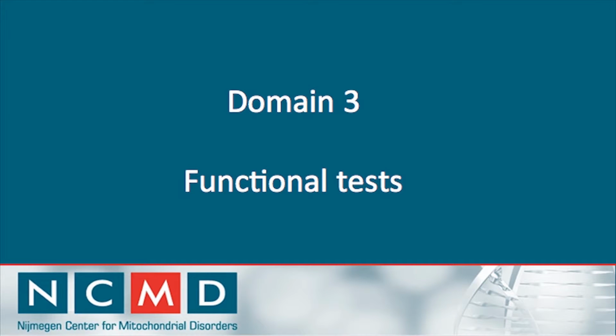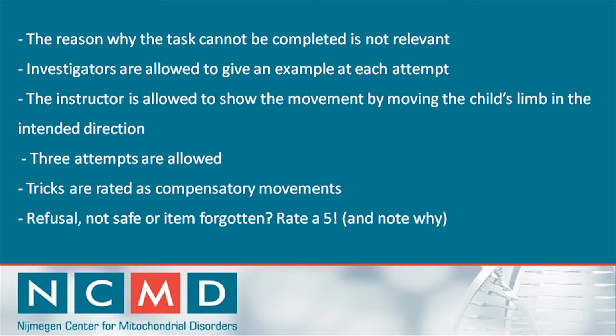The third domain includes the functional tests. In this domain, the reason why the child is not able to complete the item, for example intellectual disability, muscle weakness or ataxia, is not relevant. The investigator is allowed to give an example of the indicated movement or to show the movement by moving the child's limb in the intended direction at every attempt.